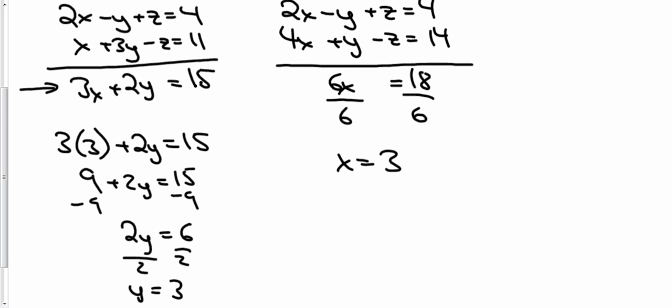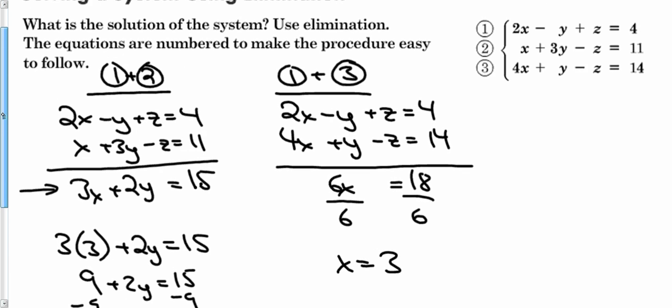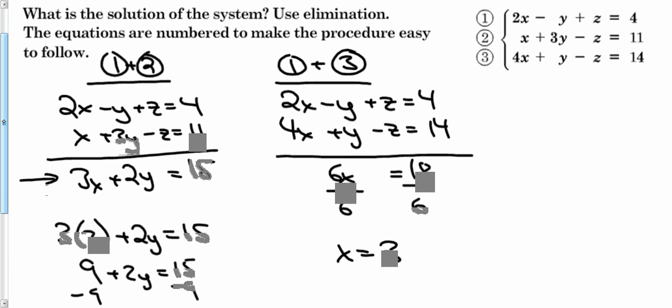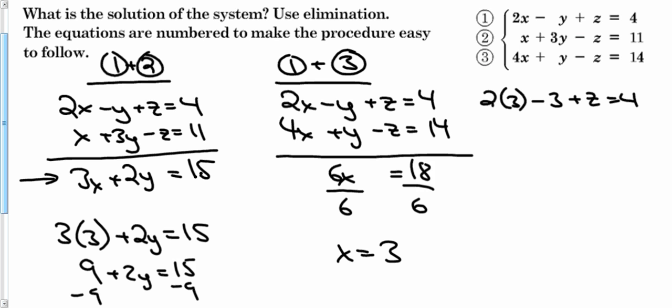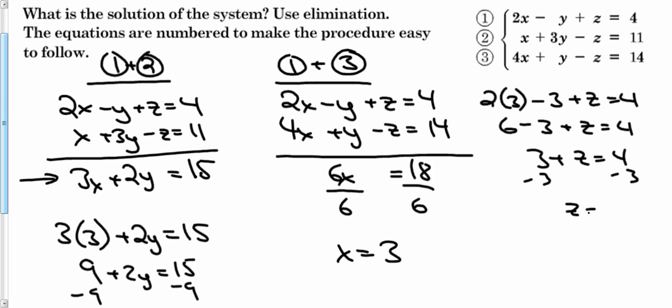Also, now that I have x, now that I have y, I can go back to the beginning and plug it into any equation that I want to solve for z. The only thing is, it's got to have x, y, and z, or it's got to have some other letter and z. And it's up to you, whichever one you want. Look for the one that looks the easiest. I'm going to do number 1 because I think that looks the easiest. So we have 2 times 3 minus 3 plus z is equal to 4. So that's 6 minus 3 plus z is equal to 4. So that's 3 plus z is equal to 4. Subtract 3 from both sides. z is equal to 1.